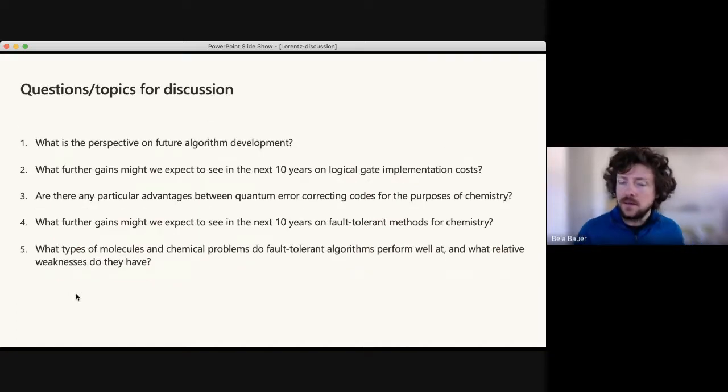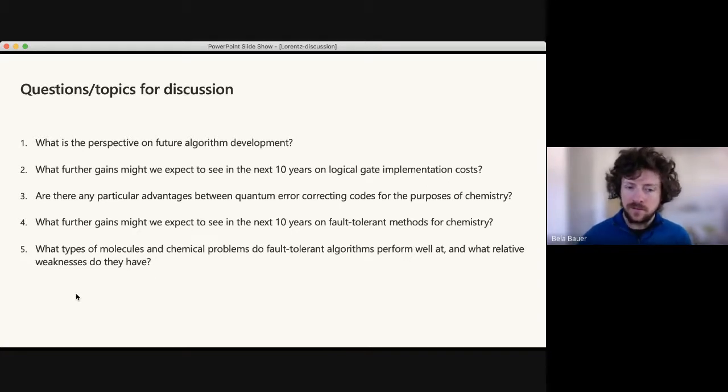And with that, let me just show these 5 questions that were suggested by the organizers for the breakout discussion sessions. What is the perspective on future algorithm development? That's such a broad question that I don't really know what to say about it. One question was, what further gains might we expect to see in the next 10 years in logical gate implementation costs? Are there any particular advantages between quantum error correcting codes for the purpose of chemistry? What further gains might we expect to see in the next 10 years on fault-tolerant methods for chemistry, and what types of molecules and chemical problems do fault-tolerant algorithms perform well at?